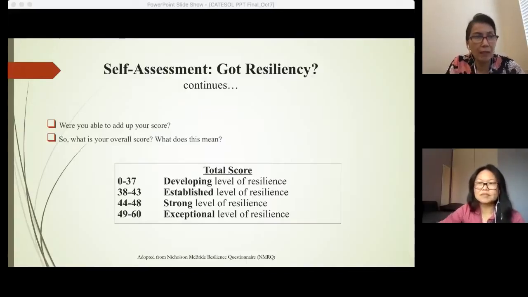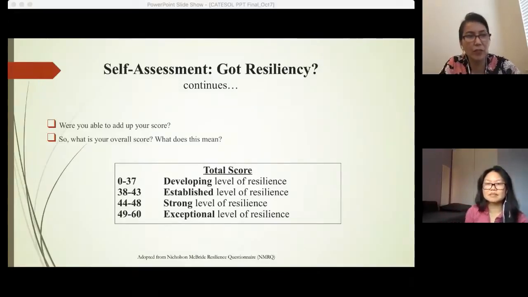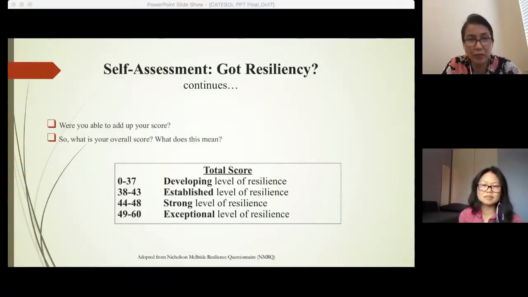At the developing level, you recognize the benefits from moving forward and being determined. At the established level, you may occasionally have tough days, but you rarely feel ready to give up, so you persist. At the strong level, you have a knack of turning setbacks into opportunities. And at the exceptional level, you tend to bounce back when life or circumstances push you down. It is important, though, to understand that you could be at different levels of resiliency depending on your situation. And no one is ever at the exceptional level at all times.